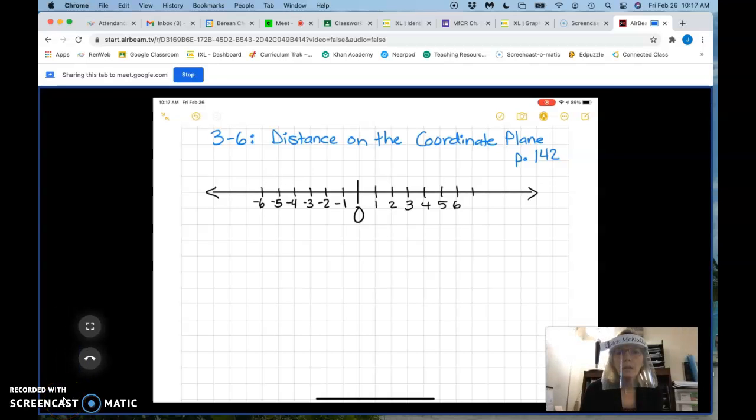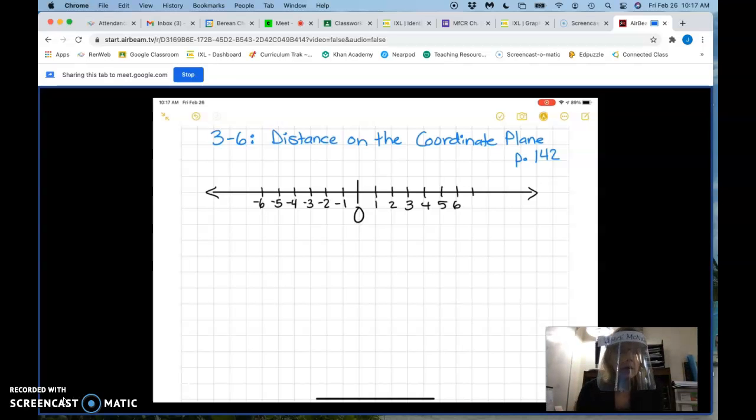So today we're talking about distance on the coordinate plane. But before we start thinking about distance on the coordinate plane, we're just going to talk about the coordinate plane and get used to how it works. So the first step in getting used to the coordinate plane is drawing some number lines.